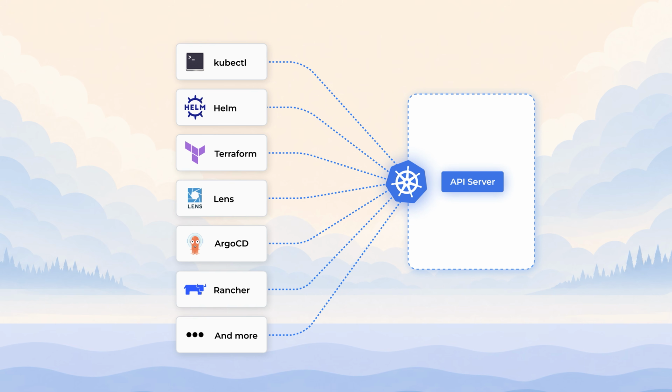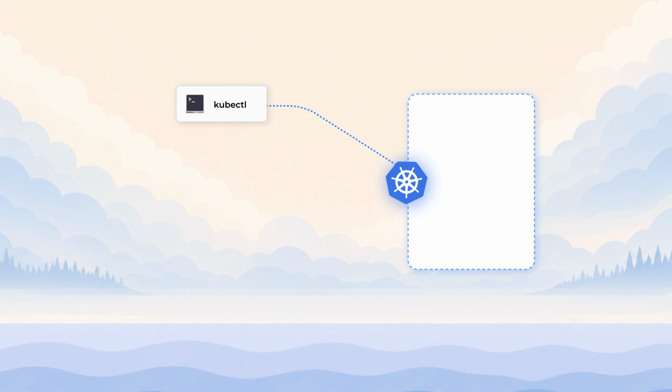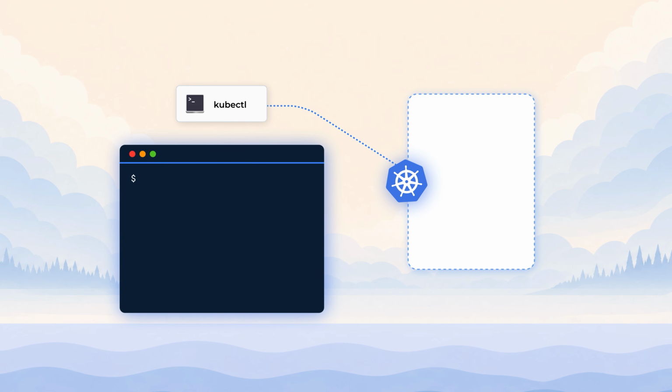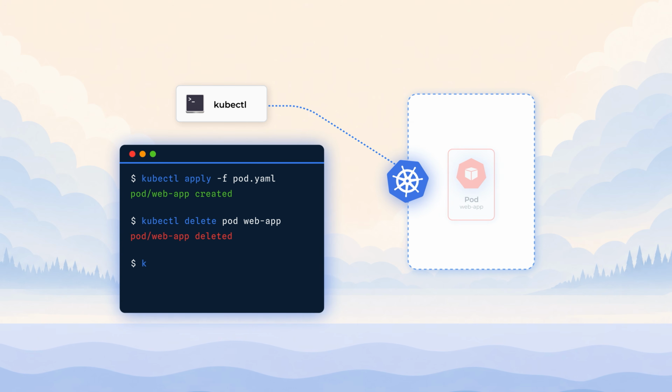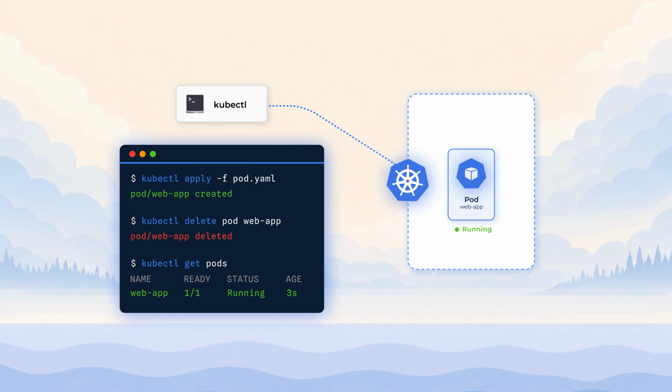We are going to use the most basic one, kubectl. Kubectl is a command line tool that connects directly to the API server. You use commands like kubectl apply to create stuff, kubectl delete to remove stuff, kubectl get to check the status of your pods. You can do basically everything.